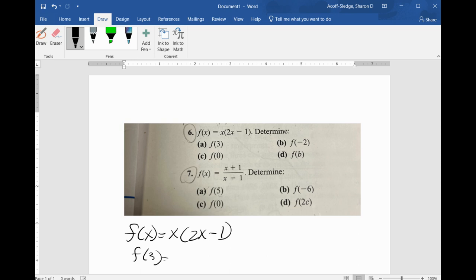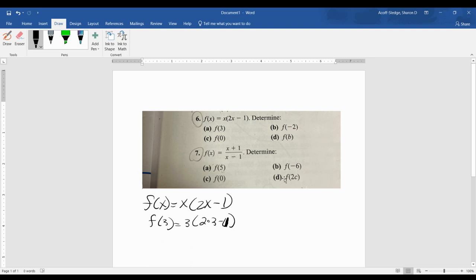everywhere you have an x, you're going to put that 3. And that's 3 times the quantity 2 times 3 minus 1. Okay, so now you do what's inside the parentheses first because of PEMDAS. 2 times 3 is 6, minus 1. And then you still got your 3. 6 minus 1 is 5. And then 3 times 5 is 15. So f of 3 is equal to 15.